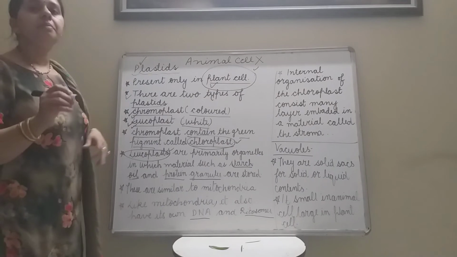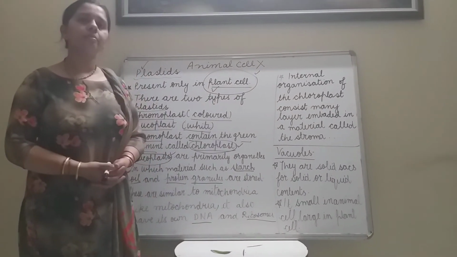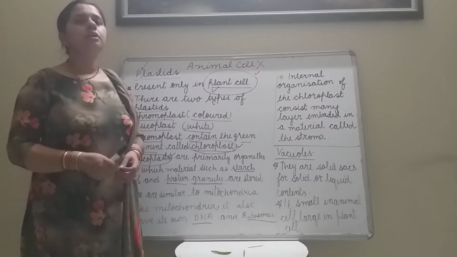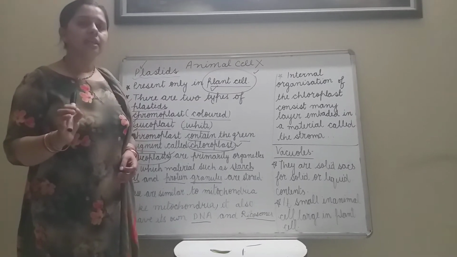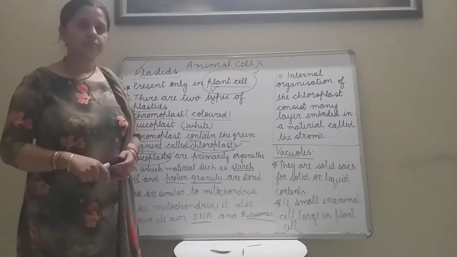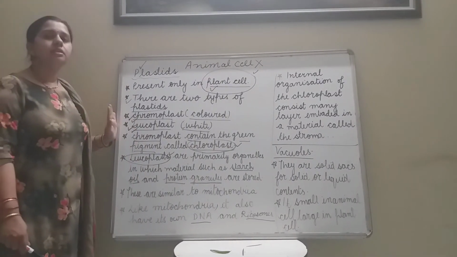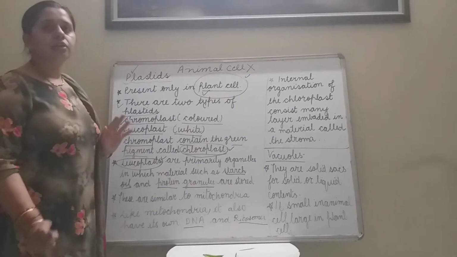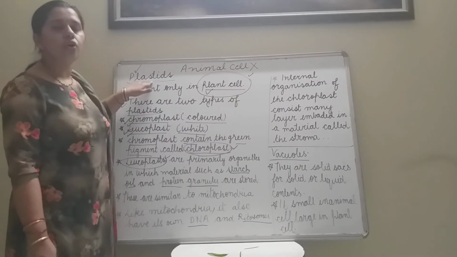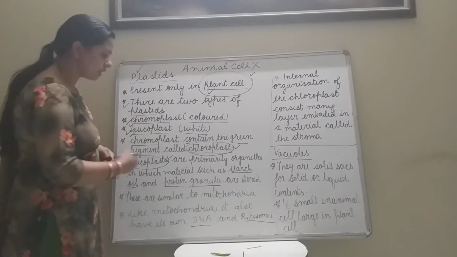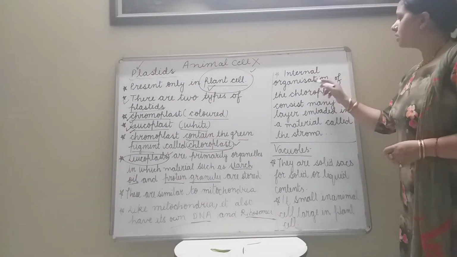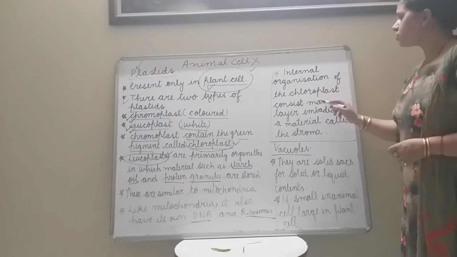Plastids are similar to mitochondria. Yesterday I told you that mitochondria is the powerhouse of the cell that stores ATP and synthesizes chemical enzymes. Plastids are similar because mitochondria also contain their own DNA and ribosomes, just like plastids also contain their own DNA and ribosomes.